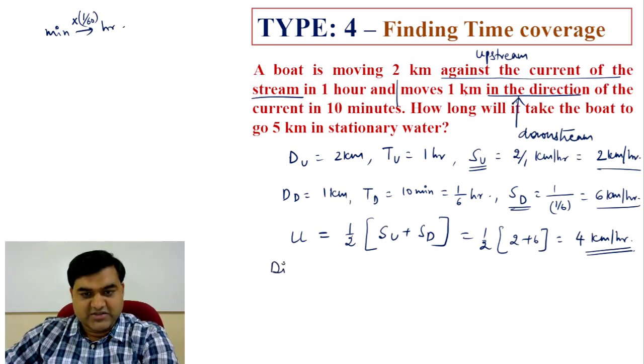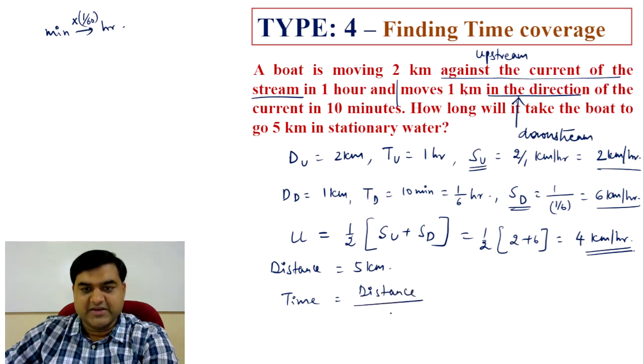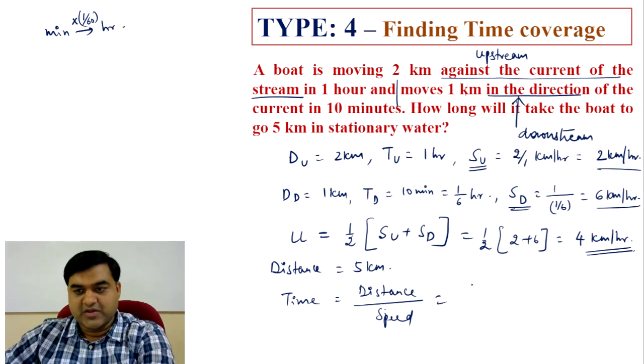Now what is distance given? How much distance we have to travel? Distance is equal to 5 kilometer. So how much is the time they are asking, right? So time is nothing but distance divided by speed, that is 5 kilometer divided by speed is 4, right? So that is 4 ones are 4 hour. How much is remaining? 1 by 4. 1 hour, 1 by 4 hour, right?